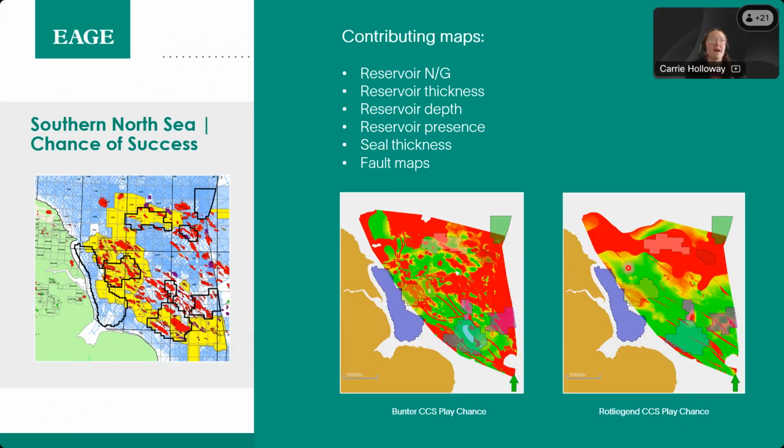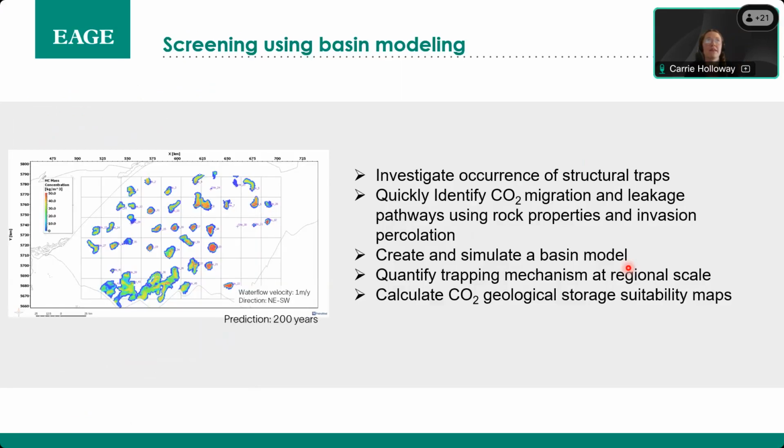And we did a similar process offshore in the southern North Sea for the chance of success maps, where we integrated net to gross, reservoir thickness, depth, presence, seal thickness, and fault maps as well, both for the Bunter and the Rotliegend. And you can see how, again, we're highlighting those areas of greatest potential.